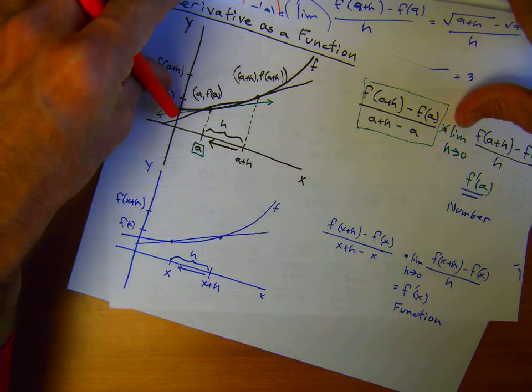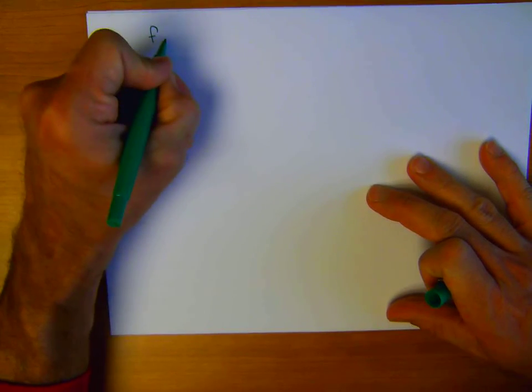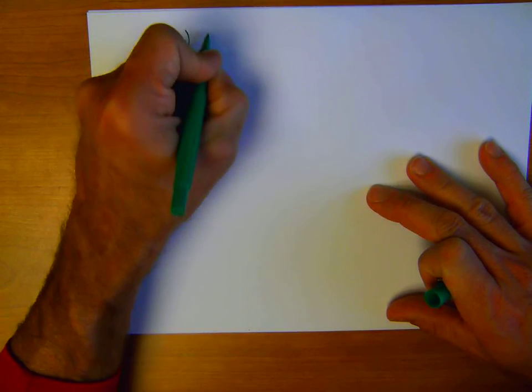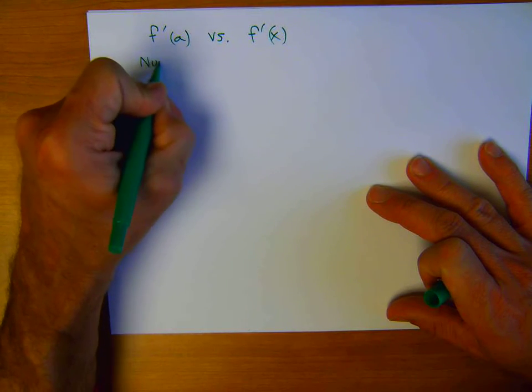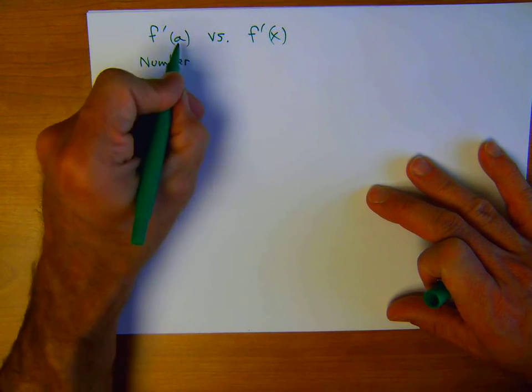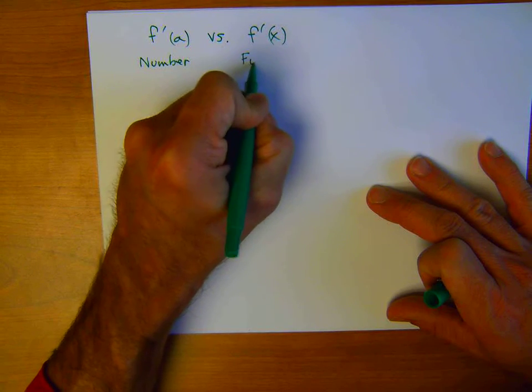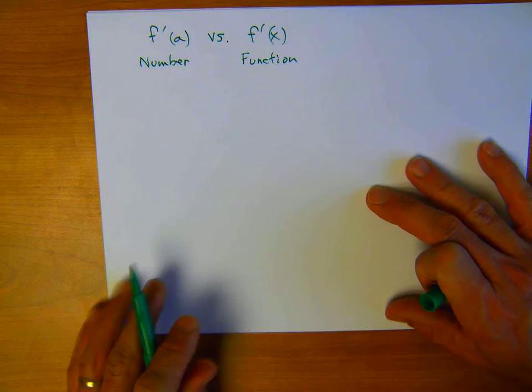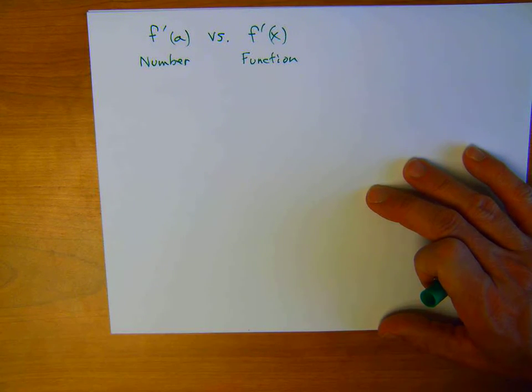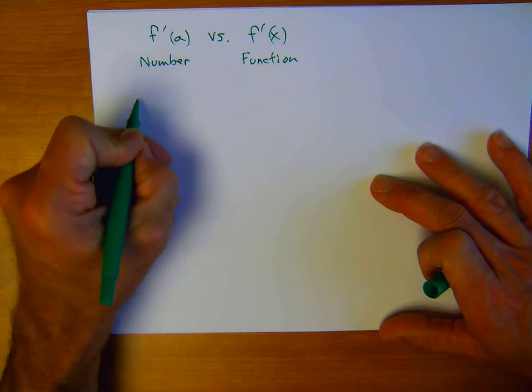The only other thing I wanted to mention was just an issue regarding notation. So we've already covered this issue of f prime of a versus f prime of x. This is a number, and that number is the slope of the tangent line at a. This is a function that would give us the slope of the tangent line at any point x in the domain of f.